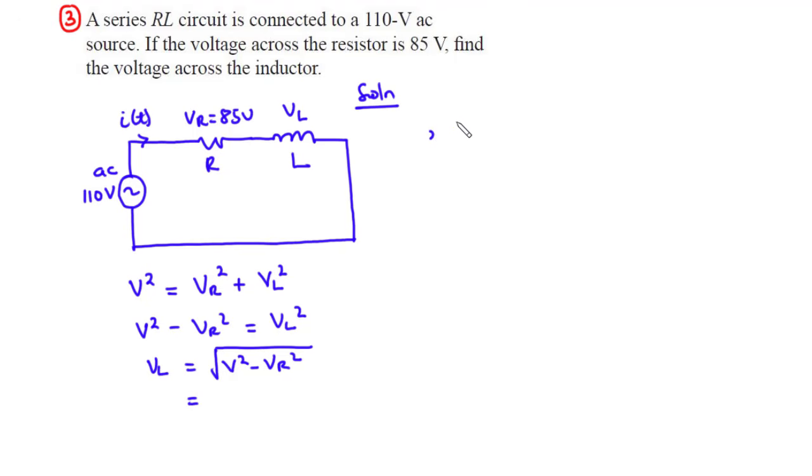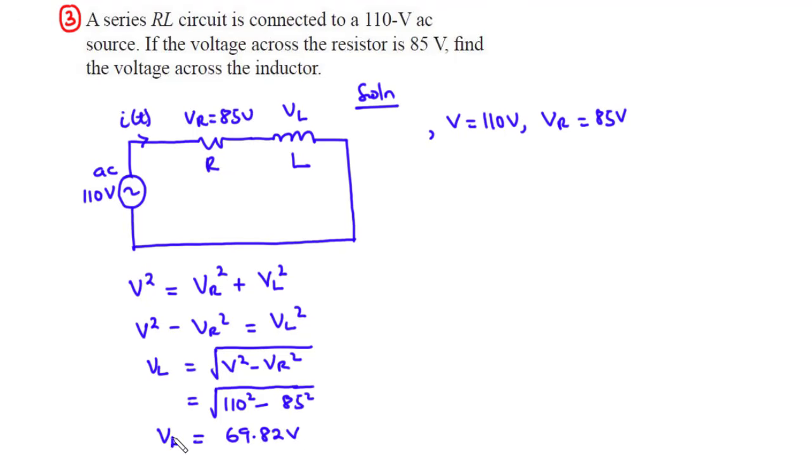Now we have the value of V to be 110 volts and the value of VR to be 85 volts. Therefore, let's substitute these values here. So we have the square root of 110 square minus 85 square, and that gives 69.82 volts. So basically, this is the voltage across the inductor.